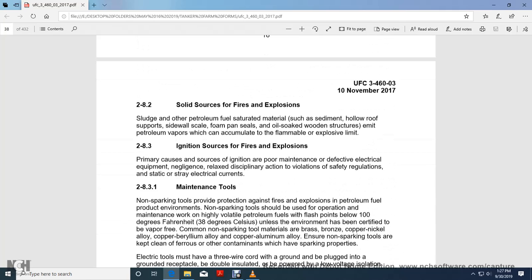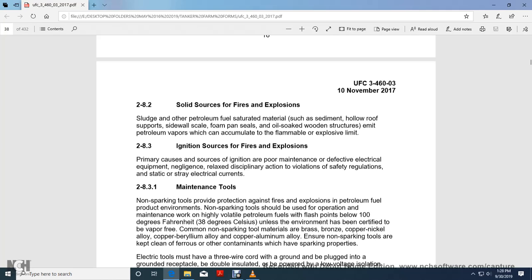Sludge and other petroleum fuel saturated material with sediment, hollow roof supports, sidewall scale, foam pan lands, seals, and oil-soaked wooden structures emanate petroleum vapors that can accumulate to the flammable exposure limit. 2.8.3 Ignition sources of fire and explosion.